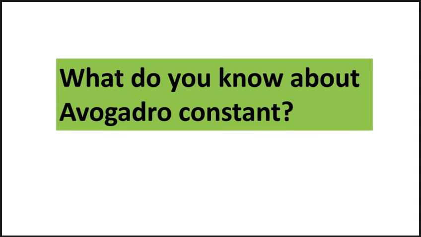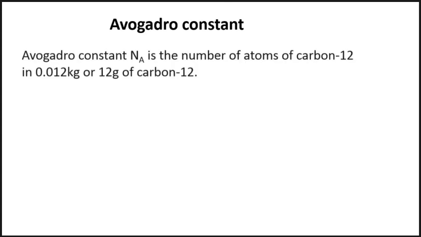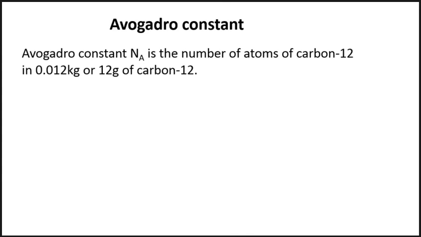Well, you must have been introduced to this in chemistry. It's the same in physics. So what is an Avogadro's constant? Well, an Avogadro's constant, which is usually represented by capital letter N subscript A, is the number of atoms of carbon-12 in 0.012 kg or 12 grams of that same carbon-12.